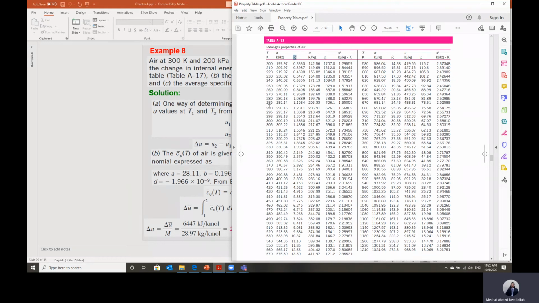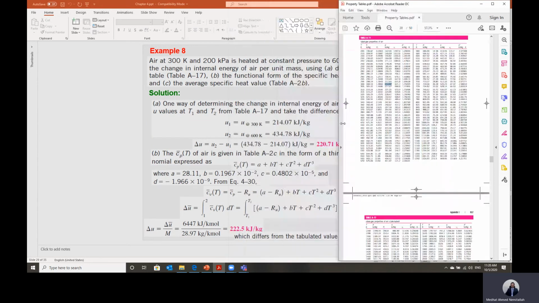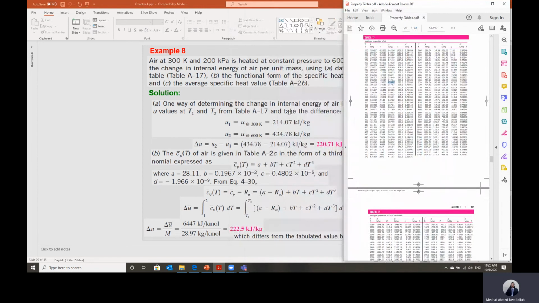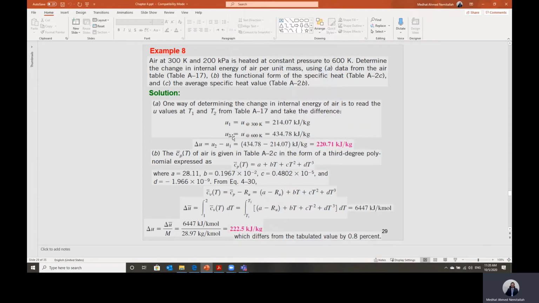So at temperature 300, I will go to the table, then we can get the value of internal energy, 214.07 for the case of air at the temperature equal to 300, and this is the value. And also like this, we can get the internal energy at the other temperature, 600 Kelvin. Then we can calculate delta U. It will equal to this value.